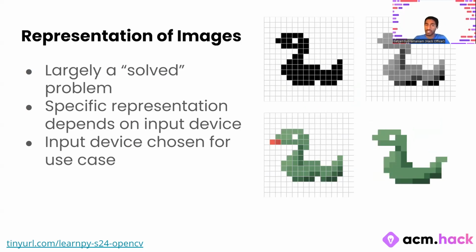Okay, so a summary of representation, that branch of computer vision. Largely, it's considered a solved problem, meaning that assuming we want to represent something that we as humans see, we can do it digitally.